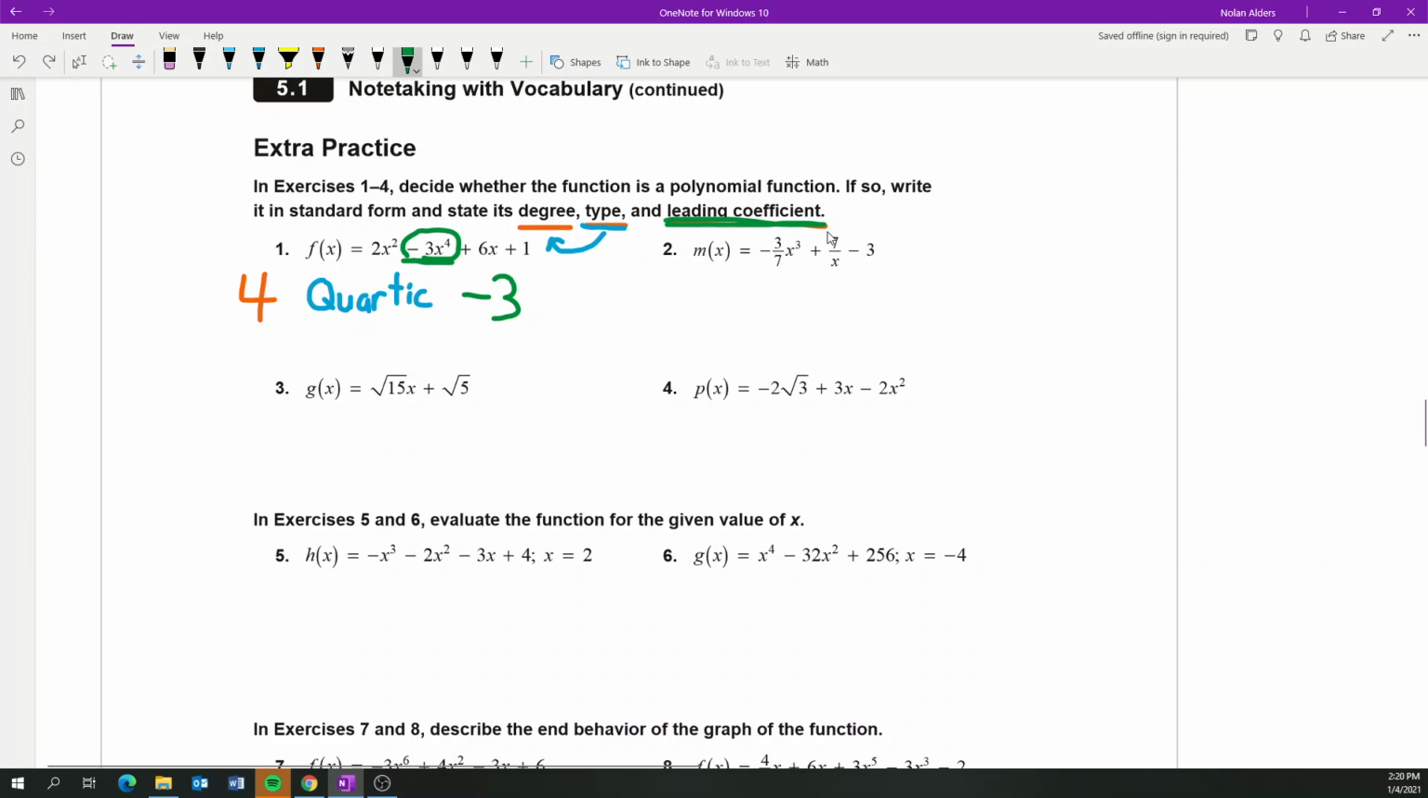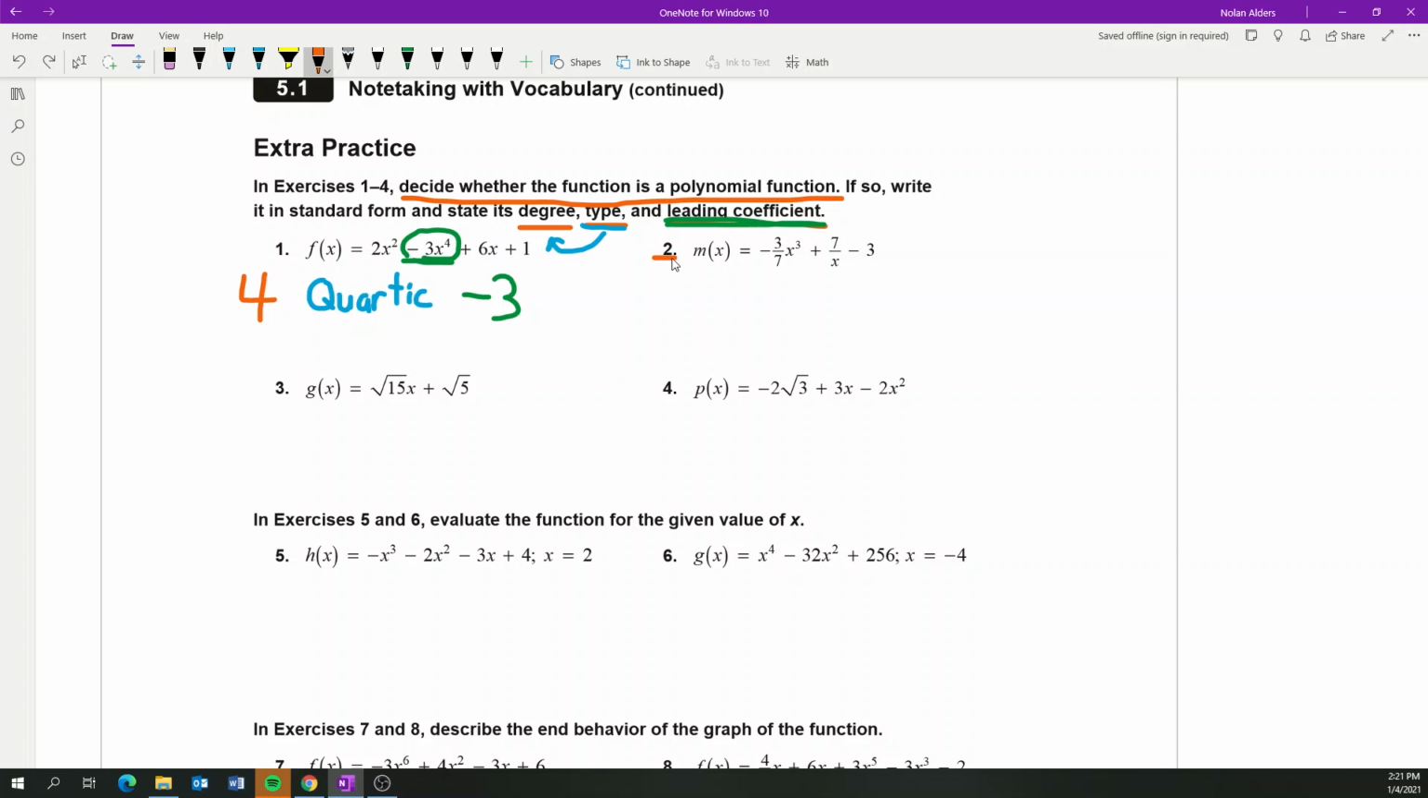Now we do have to backtrack here because we missed something. Notice that the question says, decide whether the function is a polynomial function. So backtracking to that, is a function a polynomial function? Here's how we can decide this. If all of the exponents for your x's are integers, then it's a polynomial function. So like number 1, we have a 2, a 4, and this one would be a 1. So that's a polynomial function because all of the exponents for your x's are all integers.